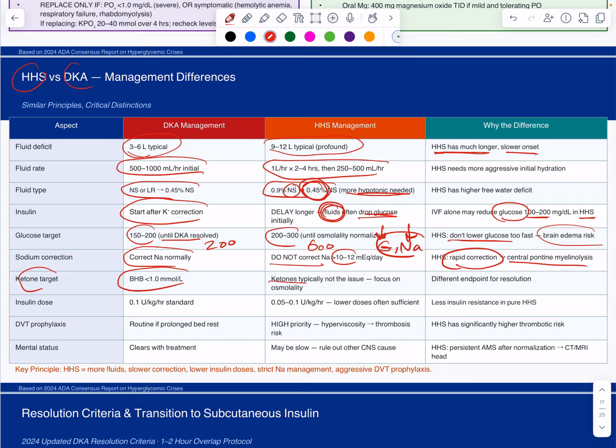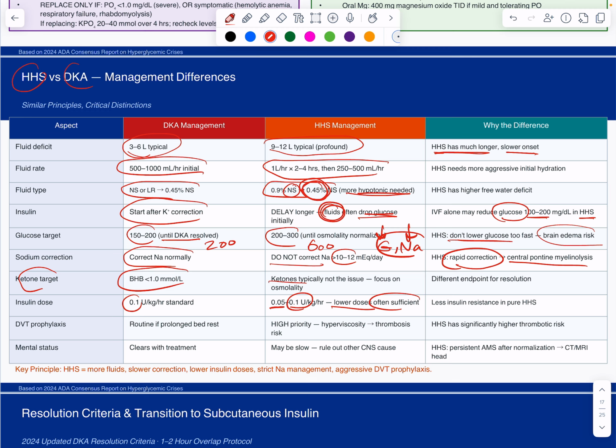The insulin dose also differs in DKA and HHS. In DKA, usually you're not giving a bolus, you're giving maintenance IV regular insulin, 0.1 unit per kilogram per hour. In HHS, you can give the same rate, but sometimes lower doses can be efficient, so you can give half the dose of that, which is 0.05.